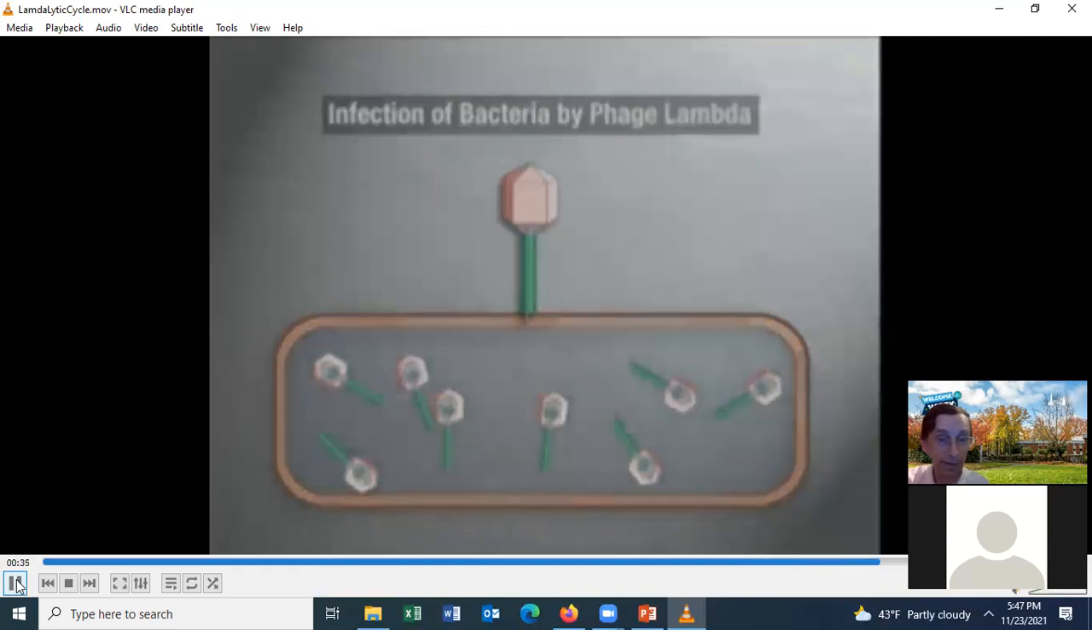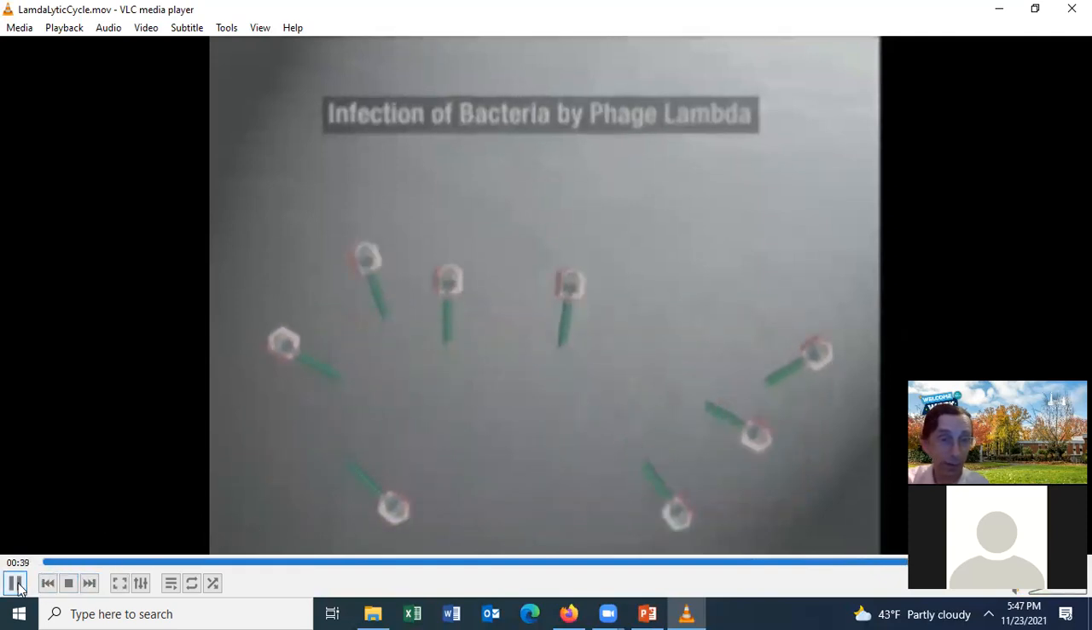And then the last thing the virus does is release. They degrade the host cell wall, which causes the cell to burst. That releases the new viruses, the new virions. Any question about any of that?